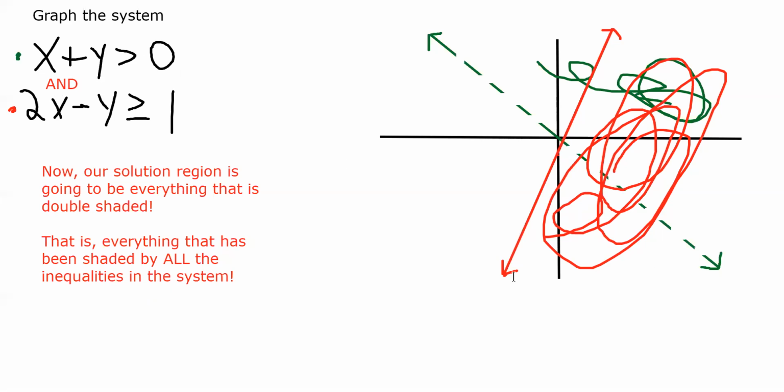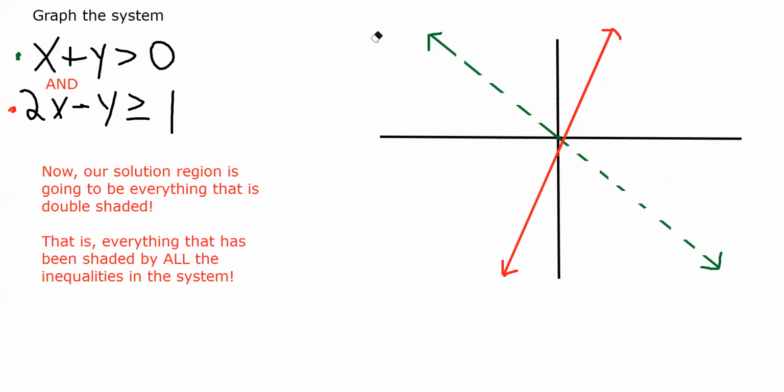If you look at this little triangle-ish shaped region over here on the left, it's shaded neither red nor green, so neither inequality is satisfied. If you look at this region, it's only shaded green, so only one inequality is satisfied. But finally, if you look at this little region here, it's been doubly shaded, thus it is valid for both the green shading and the red shading, and thus it's valid for both inequalities in the system.